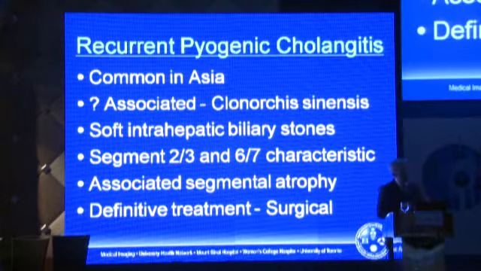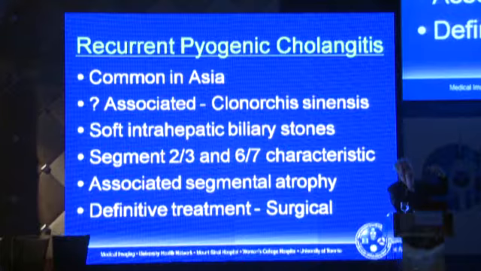Typical locations are segments 2 and 3 of the left lobe, segments 6 and 7 of the right lobe, and the characteristic finding, because of the recurrent infection, is parenchymal atrophy. And that'll deceive you if you don't have your wits about you, because the parenchymal atrophy happens slowly, and as it's happening, the adjacent healthy segment is hypertrophying to overcome and maintain the liver volume.